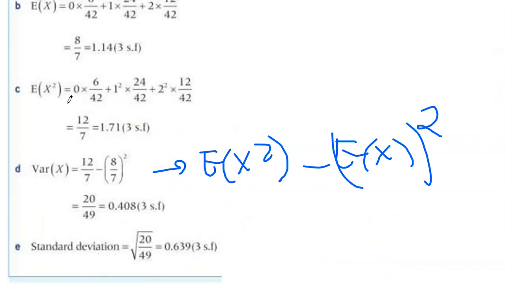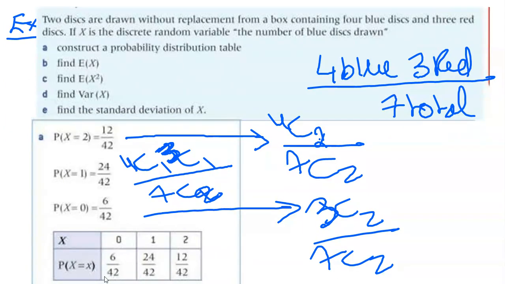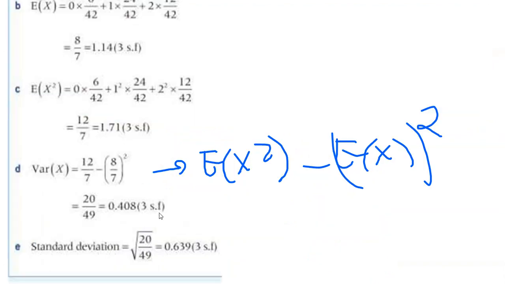How do you find E(X squared)? It is 0 squared times 6 over 42 plus 1 squared times 24 over 42 plus 2 squared times 12 over 42, and I got it. And now we're going to find the variance. It's E(X squared) minus E(X) all of it squared. We got E(X squared) from here, and we have E(X) from here. We square it, and we get the variance.